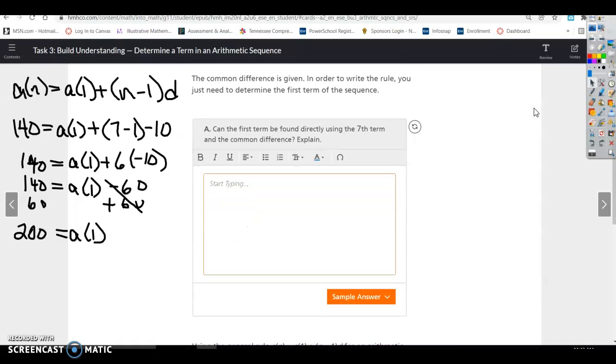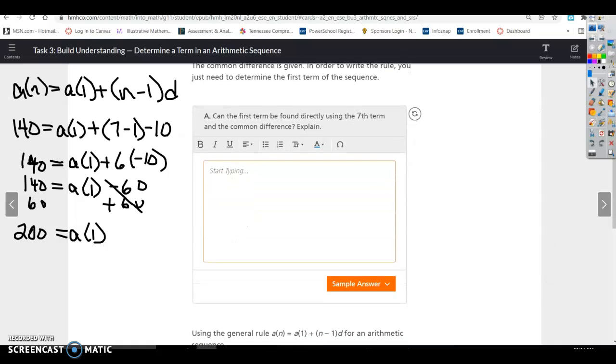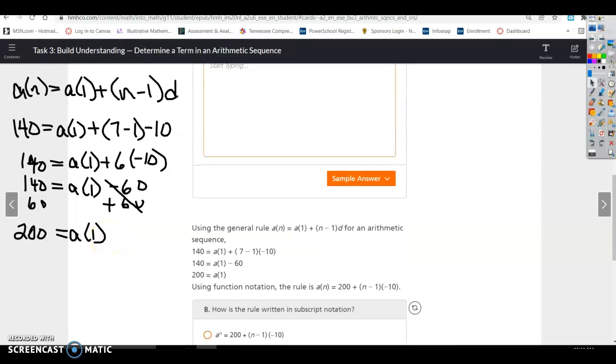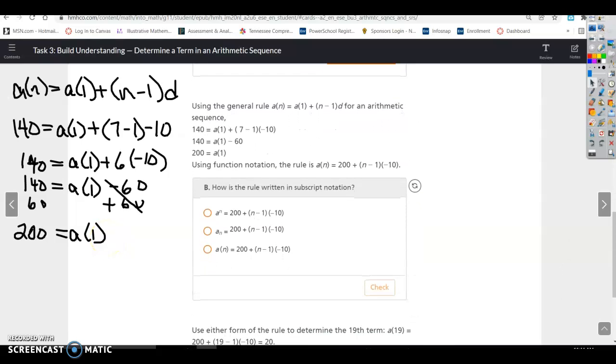Okay, so it says, can you find the first term? And the answer is yes. To explain, I plugged in what I knew and solved for a sub 1. Using the general rule, a of n equals a sub 1 plus n minus 1 times d for an arithmetic sequence, they did the same thing that I have done, and found a sub 1 to be 200. So that's your first term.